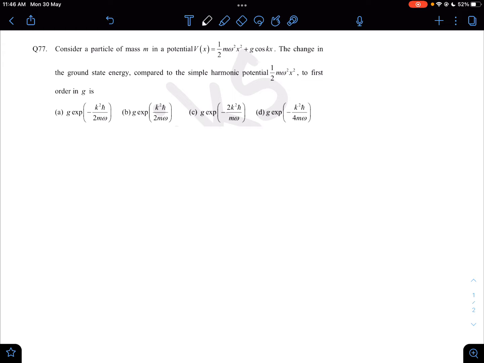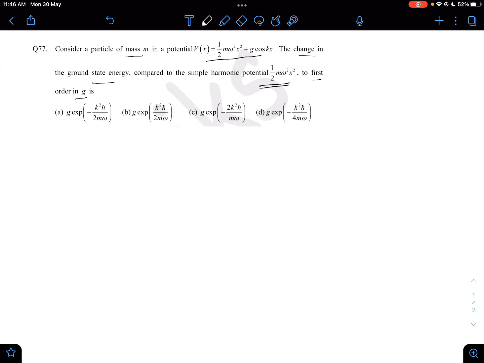So let us move to the first problem of today's lecture. We have a particle of mass m in a potential which is given. We have to find the change in the ground state energy compared to the simple harmonic oscillator potential to first order in g.